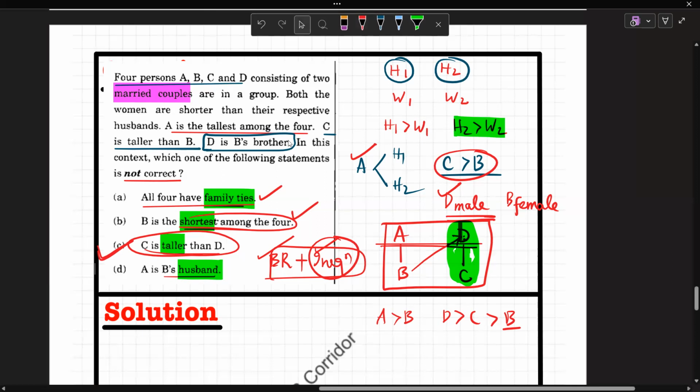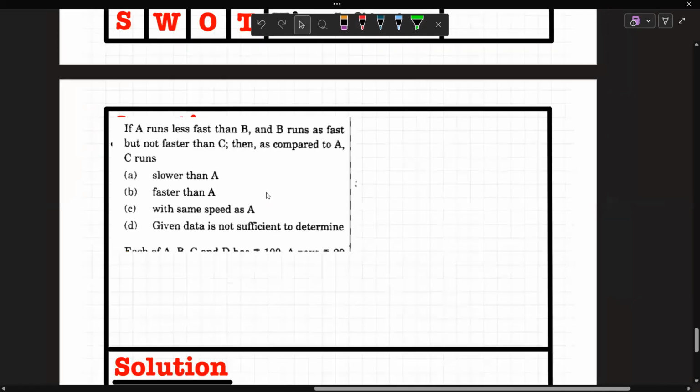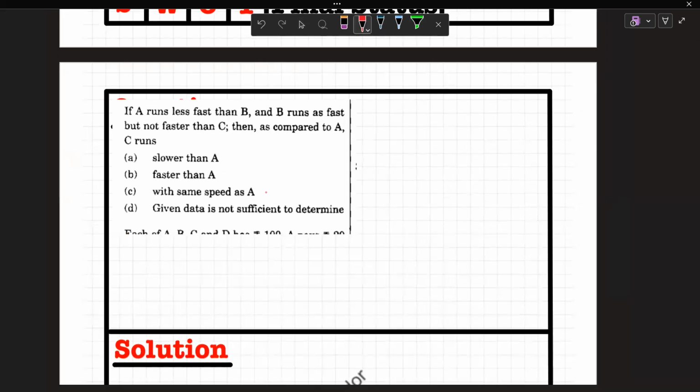Okay. So can we proceed to the next question? Yes. Now let us proceed to the next question. The question says, as compared to A, C runs: slower than A, faster than A, same speed, data insufficient. That means it is a comparison type question. So we need to see from that perspective. Let us read the question.